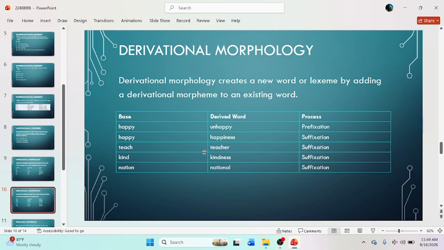Next is derivational morphology. Derivational morphology creates a new word or lexeme by adding a derivational morpheme to an existing word. For example, happy becomes unhappy by adding the prefix un. Happy becomes happiness by adding the suffix ness. Teach becomes teacher by adding the suffix er. Kind becomes kindness by adding the suffix ness. And now I'm going to the next slide.